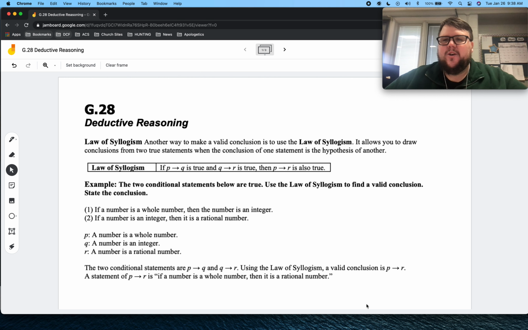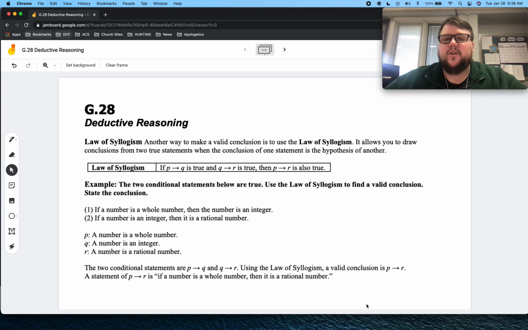We're continuing on in our deductive reasoning, facts over feelings, we like to say. Yesterday we talked about the law of detachment. If P implies Q is true and P is true, then Q is true. Today we're going to be talking about the law of syllogism.